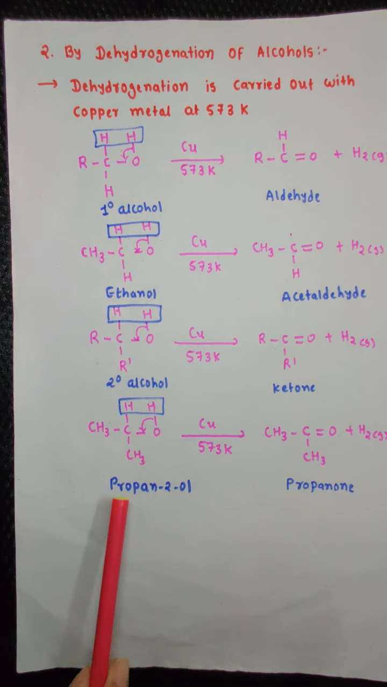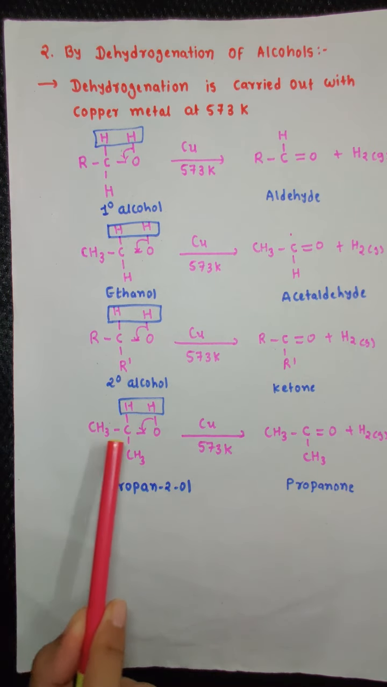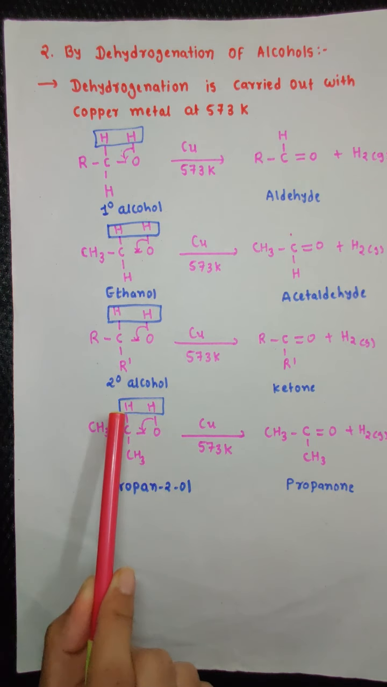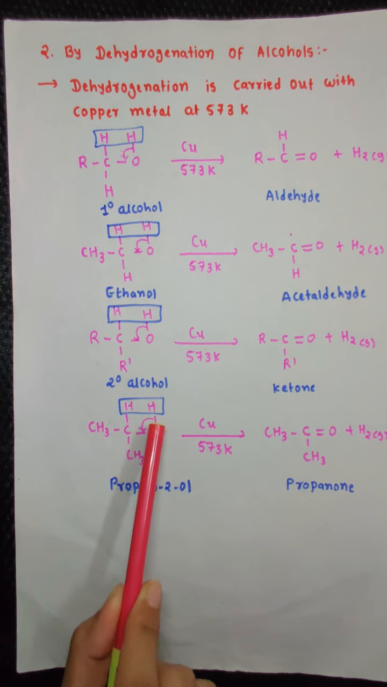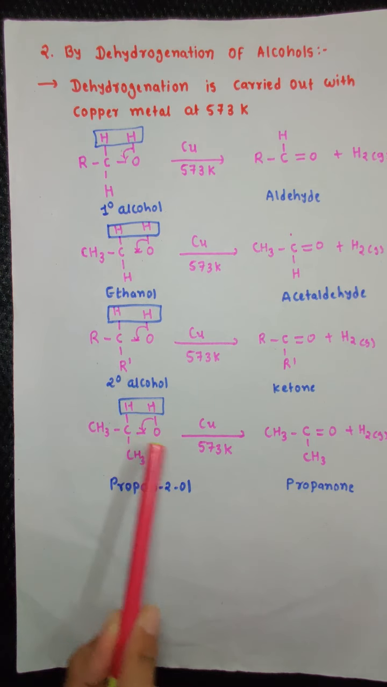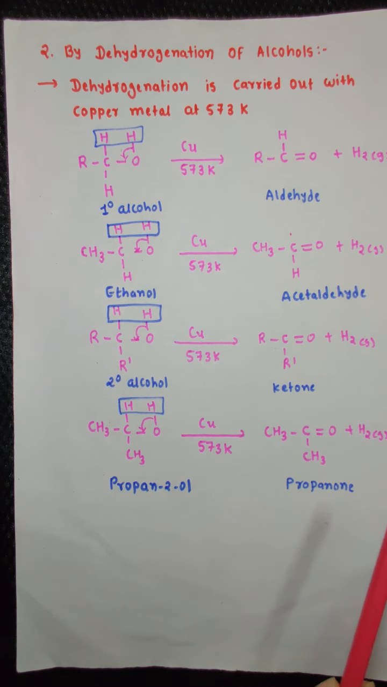Let us see the example, propan-2-ol. This is the structure, CH3CHOH-CH3. Now in case of propan-2-ol on treatment with copper metal at 573, one hydrogen from carbon and one hydrogen from oxygen gets eliminated in the form of hydrogen gas, and the bond electron shifts between carbon and oxygen, giving us a ketone which is known as propanone.